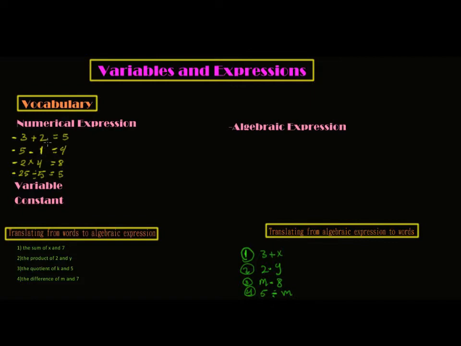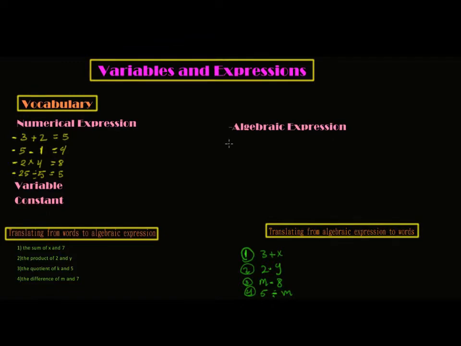All these examples are numerical expressions, because all elements in our expressions are numbers. So a numerical expression is an expression in which all elements are numbers. On the other side, we have the algebraic expression. And what is the difference between an algebraic expression and a numerical expression?